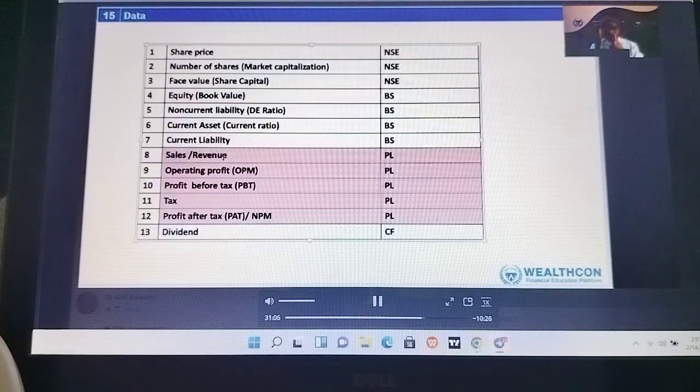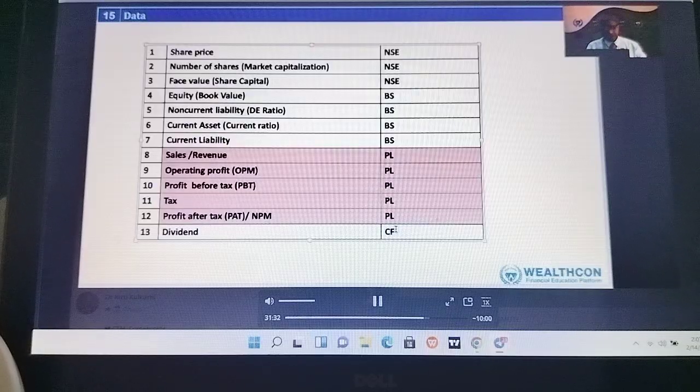You collect this data and write it in one column here. Because you are a serious investor, you need to do some manual work. Everything cannot be outsourced to technology. You collect and write the manual numbers from the NSE, BSE. We'll discuss the balance sheet after the break, and the dividend we find from the cash flow statement.